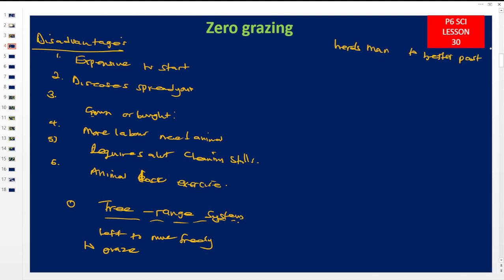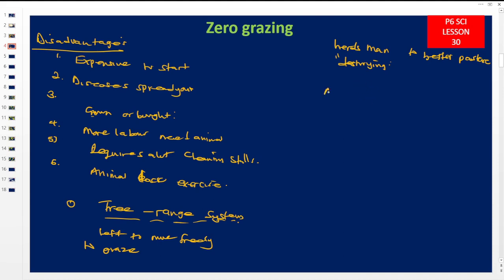Now the herdsman is directing these animals to better pasture and preventing them from spoiling people's crops. Even if they are not the neighbors' crops, it might be that you have a garden. You don't wish these animals to go and spoil the crops in the garden, so they have to move under the guide of the herdsman.